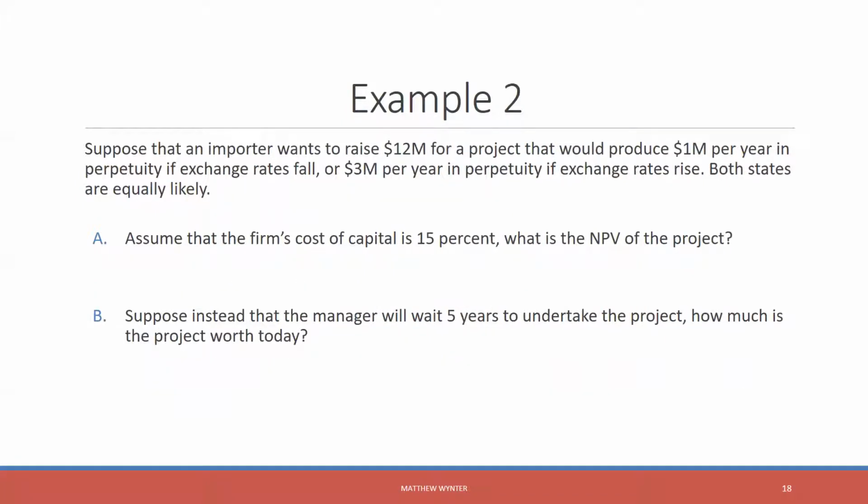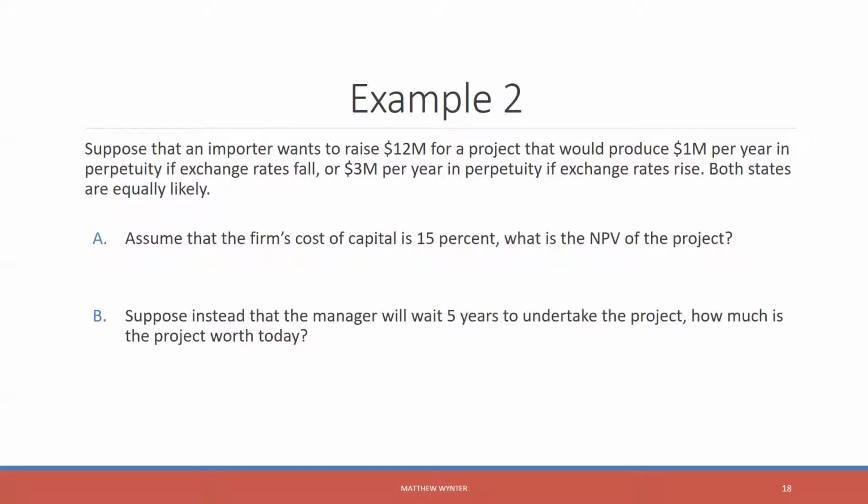Example two, suppose that an importer wants to raise 12 million for a project that would produce 1 million per year in perpetuity if exchange rates fall, or 3 million per year in perpetuity if exchange rates rise. Both states are equally likely. The same setup. Go ahead, solve it out.